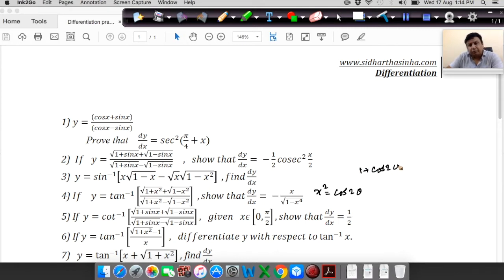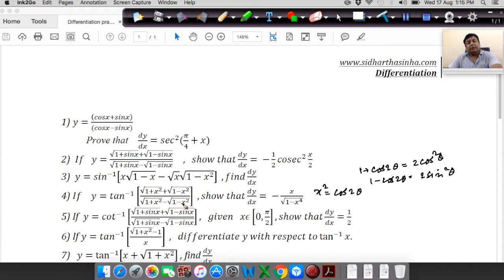What is 1 plus cos 2 theta? Learn the formulas I am telling you. 1 plus cos 2 theta is 2 cos square theta, and 1 minus cos 2 theta is 2 sine square theta. Substitute these values here and you'll see something, it will convert into this one, this kind of question, number 1.